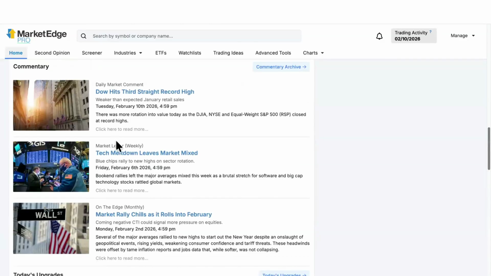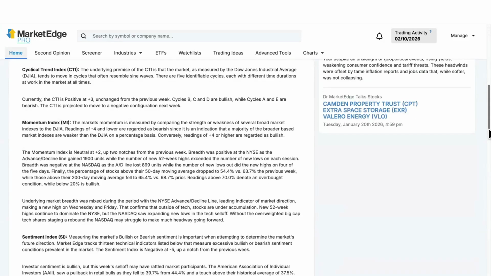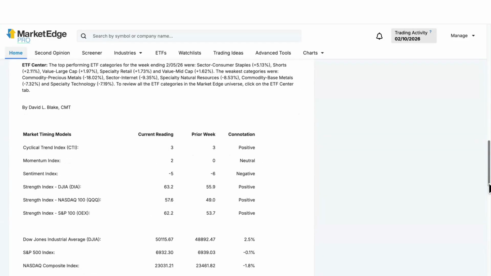And again, where you want to go to get this is Market Letter Weekly. It comes out Friday night. On the bottom, as you come down, you'll see the market timing models, which I showed you before: the cyclical index, which is positive, momentum is neutral, and sentiment is -5. That's a big number. That means the market right now is very over-optimistic. That happens to be a big negative for the market going forward.